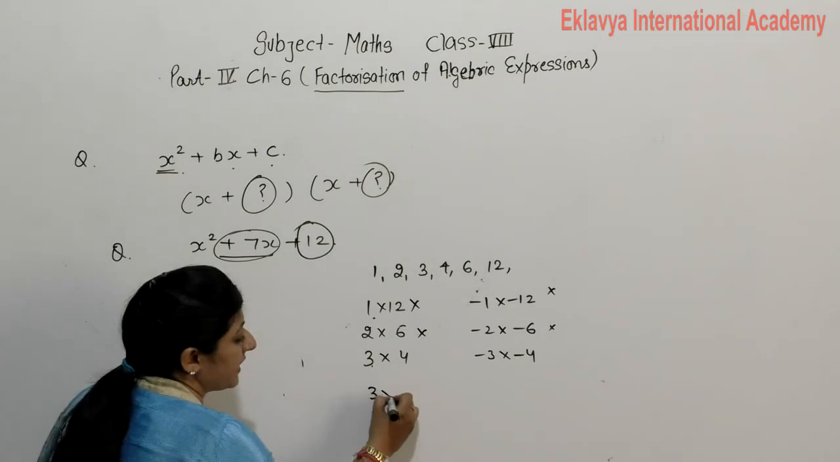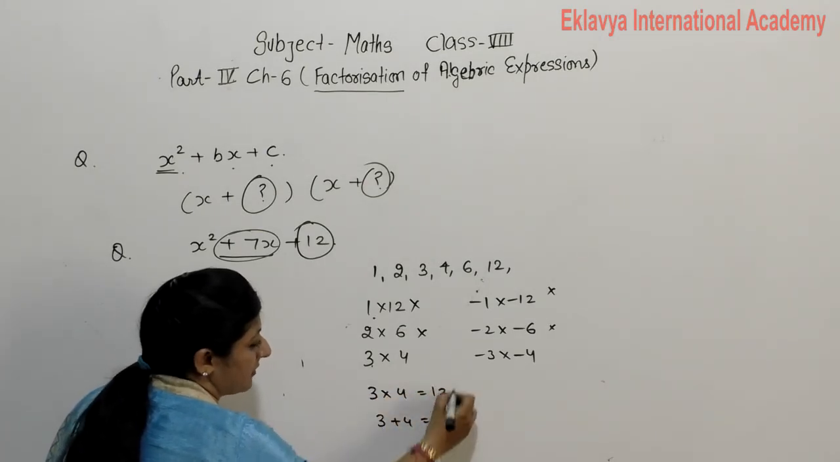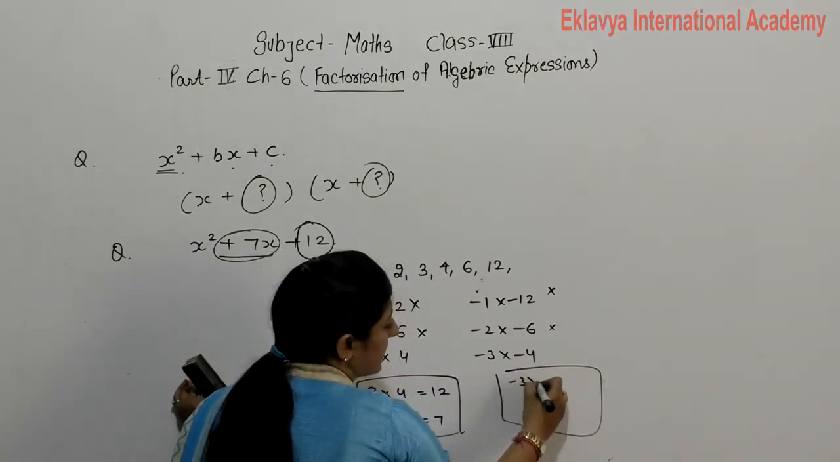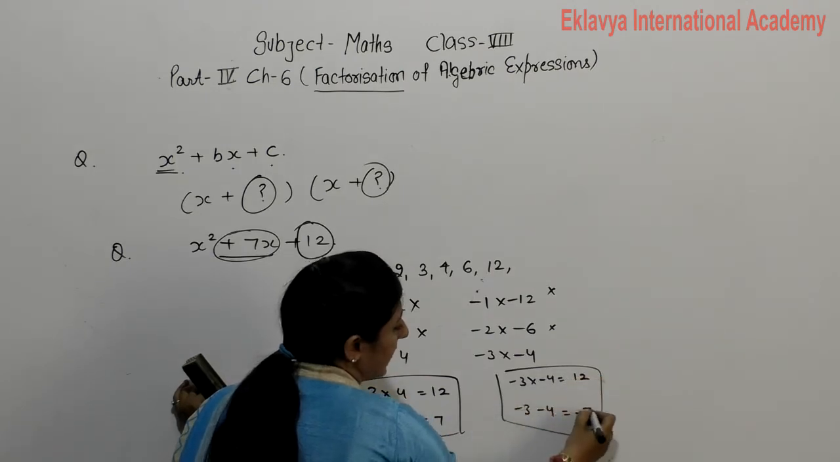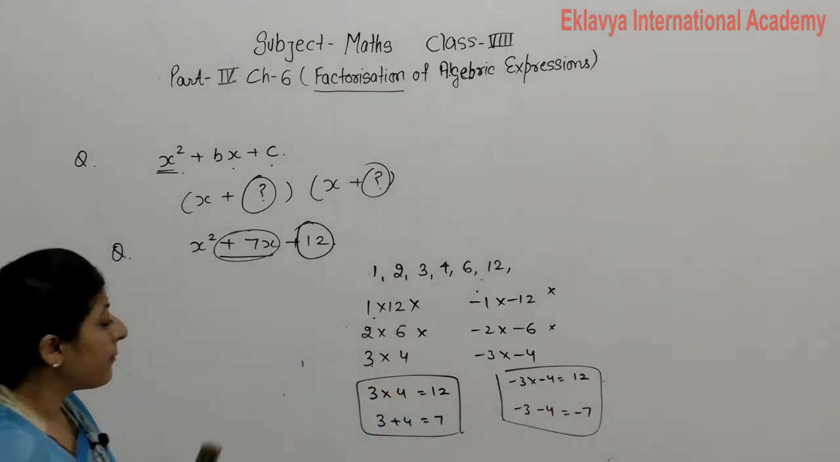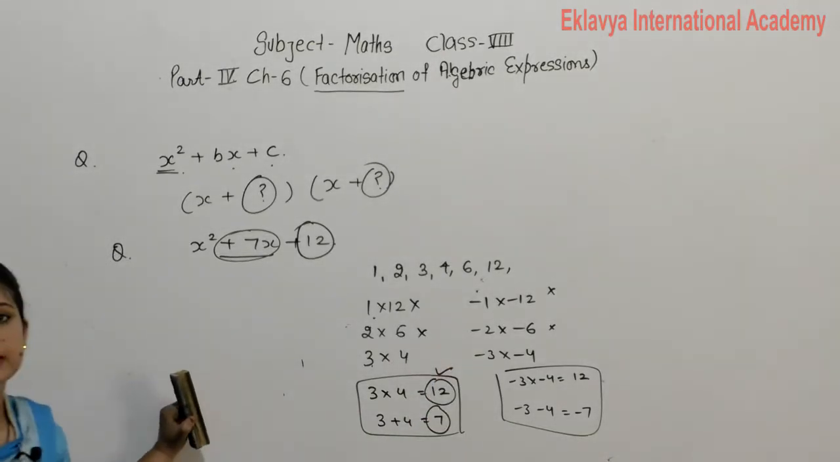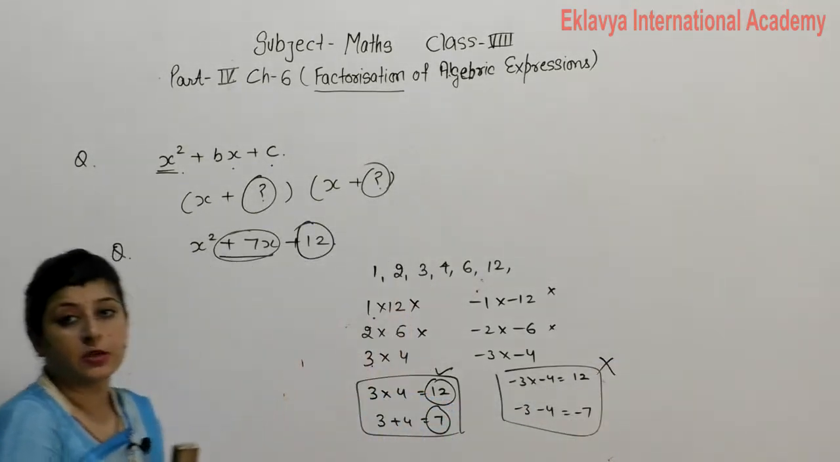So, if you take 3 multiply by 4, 12, 3 plus 4, 7. But if you apply minus 3 into minus 4, this is also equal to 12, but minus 3 minus 4 is minus 7. But our intention is to find plus 12 and plus 7. This is plus 12 minus 7, so this becomes wrong.